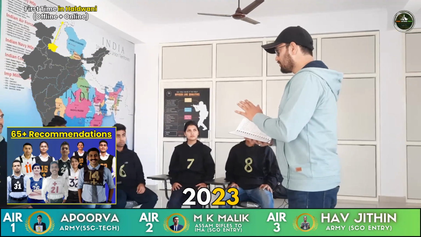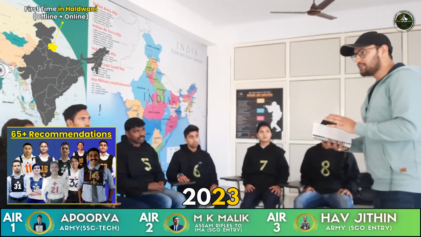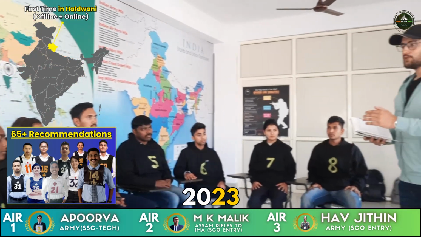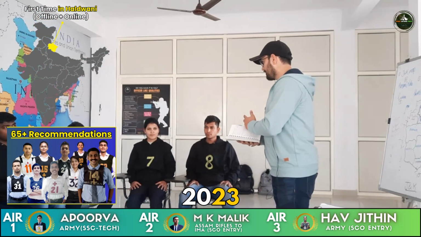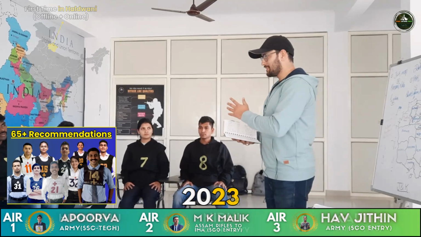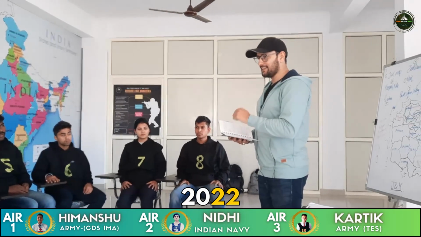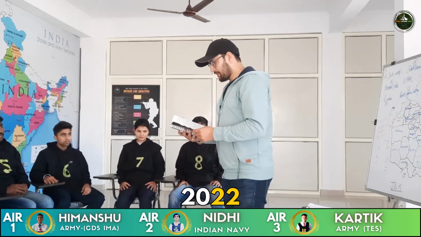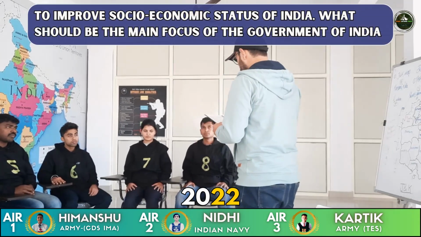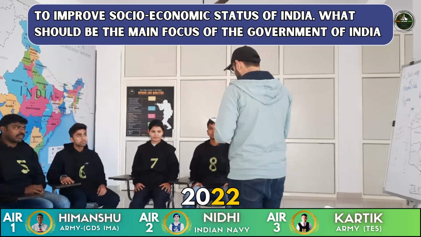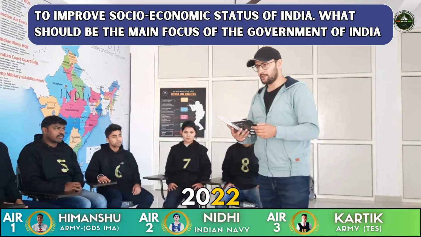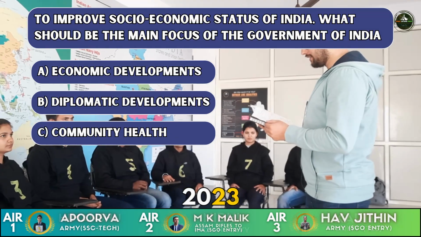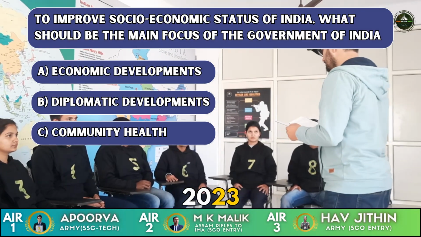Both of the topics will be having 3 leads each. What you need to do is have a discussion over which topic you want to carry forward the further discussion, right? Then once you have decided, I will be repeating the finalized topic, and we will be having the GD on that topic. Correct? So the first topic is: to improve the socio-economic status of India, what should be the main focus of the government? 3 leads are economic development, diplomatic development, and community health.